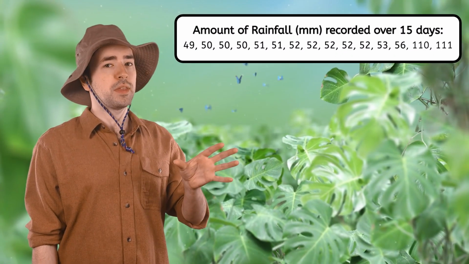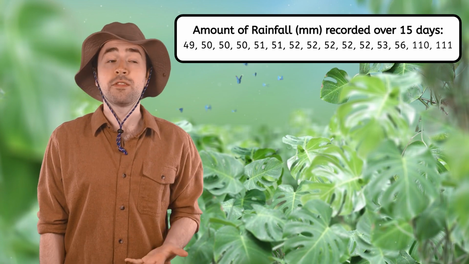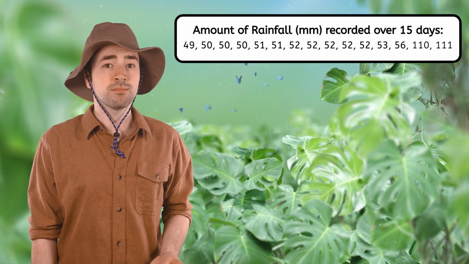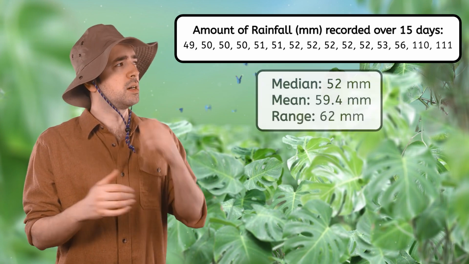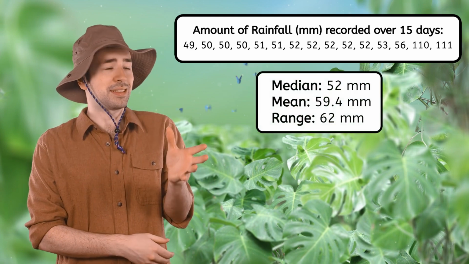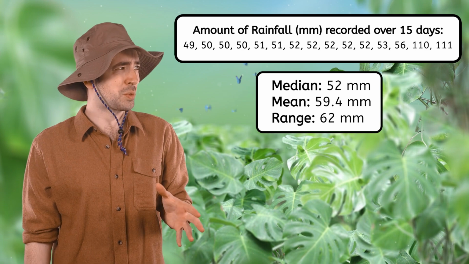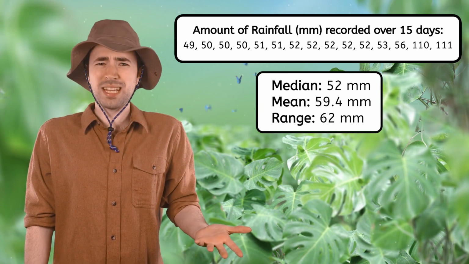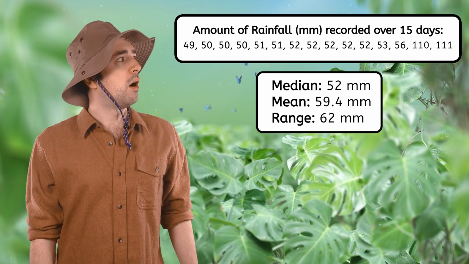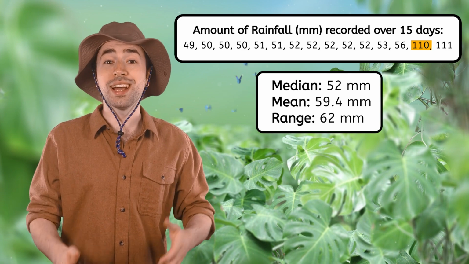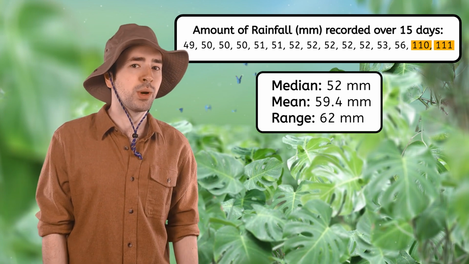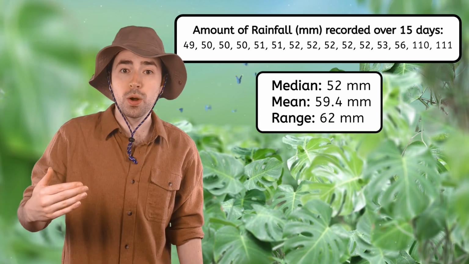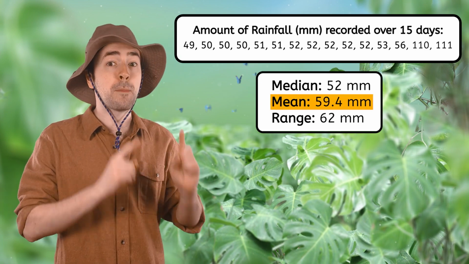Just looking at the data, what's the typical rainfall in the forest? Yeah, rainfall is typically in the lower 50s. Huh. Our median is in the lower 50s, but the mean is almost 60? Why is our mean so high? Oh, the 110 and 111 are unusually larger than our other data points, so they increase the sum more, which results in a higher mean.